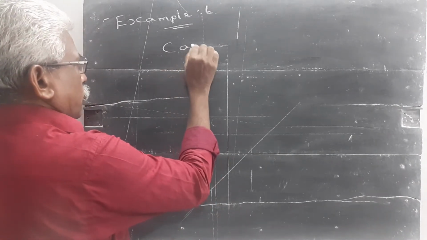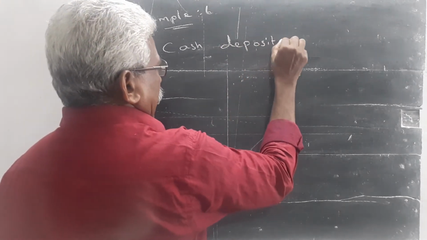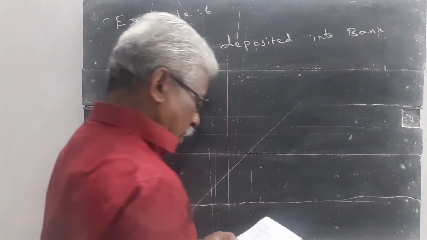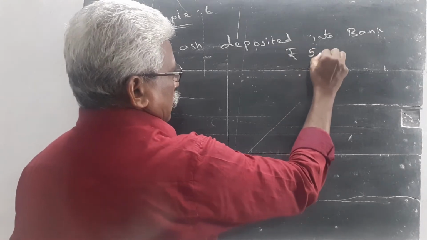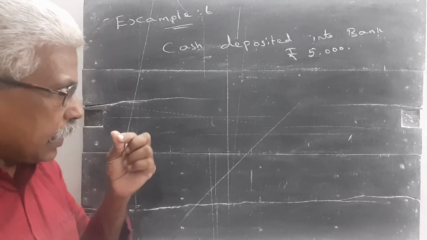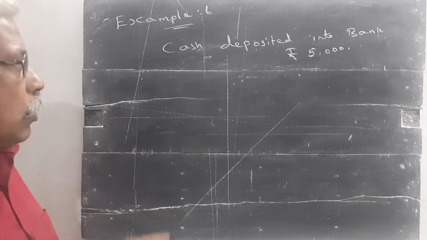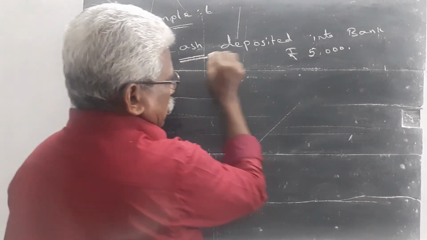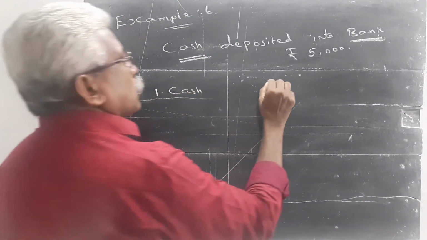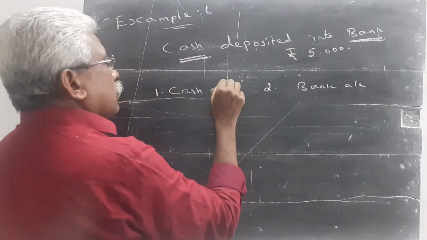Cash deposited into bank, rupees 5,000. What are the two accounts? When we prepare the journal, our first duty is to find out what the two accounts are. Number one, cash account. Number two, bank account.